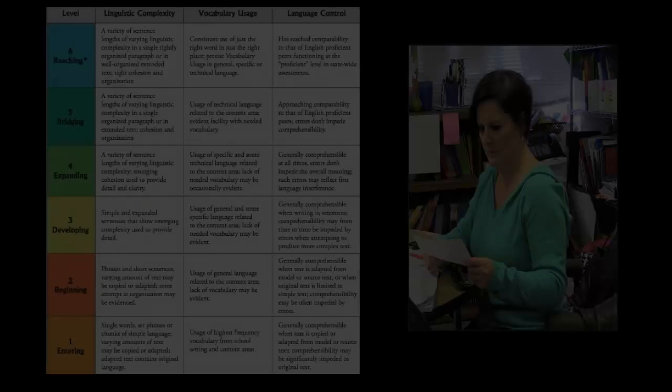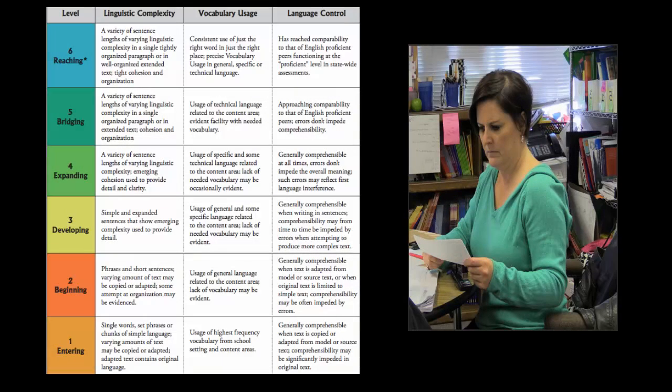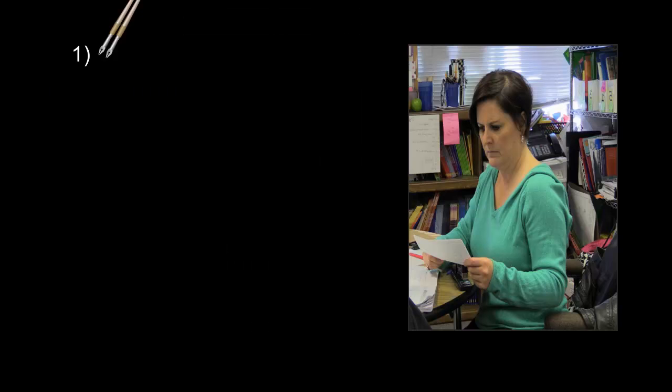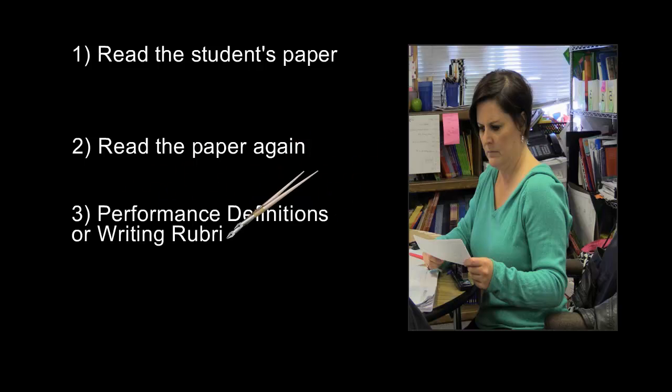When it comes to analyzing a piece of writing and determining where the student falls on the performance definitions, you will want to do the following. Step 1. Read the student's paper one time for general understanding of what the student wrote. Step 2. Read the student's paper again. This time, focus on the meaning behind the paper and the overall assignment of what the student was supposed to do as a writer.